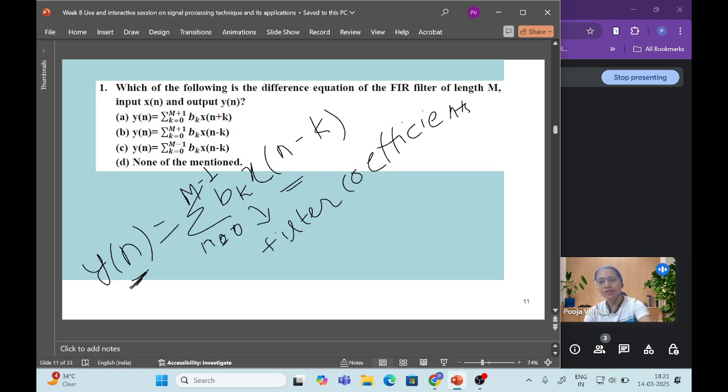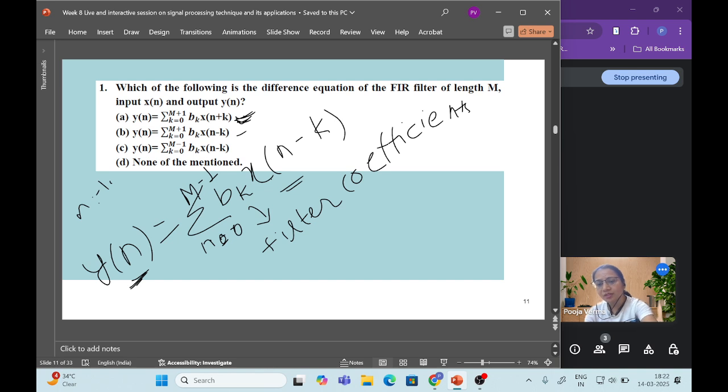So this is a basic question. Option A gives y[n] equal to the sum of k from 0 to M plus 1 of b_k x[n plus k]. Here we can see n plus k, so it depends on the future value, so it is not a correct option. Similarly for option B, the summation goes up to M plus 1, so it is not a correct one.